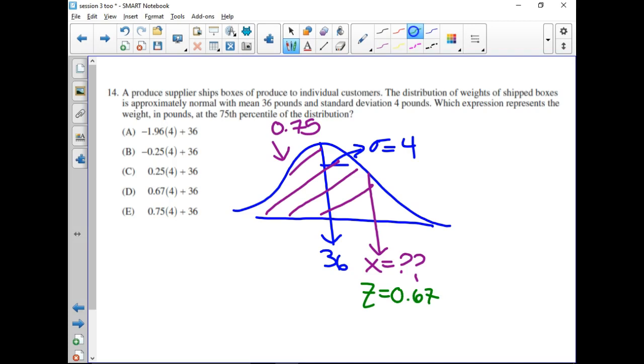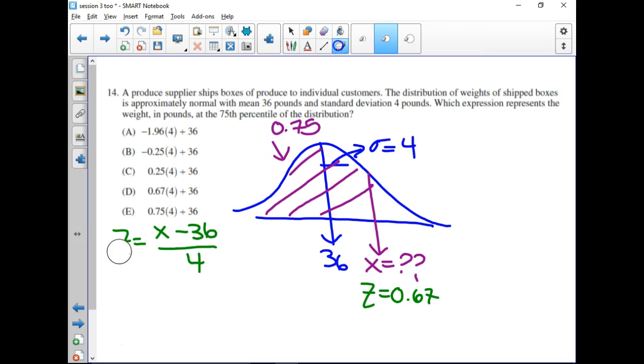Okay. And now I know what my z-score formula is. My z-score is my observation, so x, minus my mean, divided by my standard deviation. And now I know what my z-score is. It's actually 0.67. I need to know what the observation is. Little algebra. And which one is it going to be? Well, look, though. It'd be D.